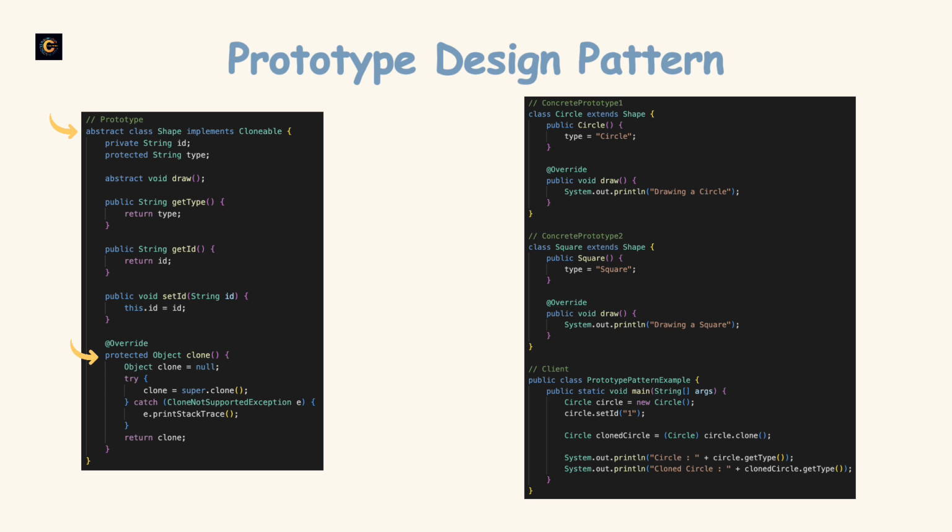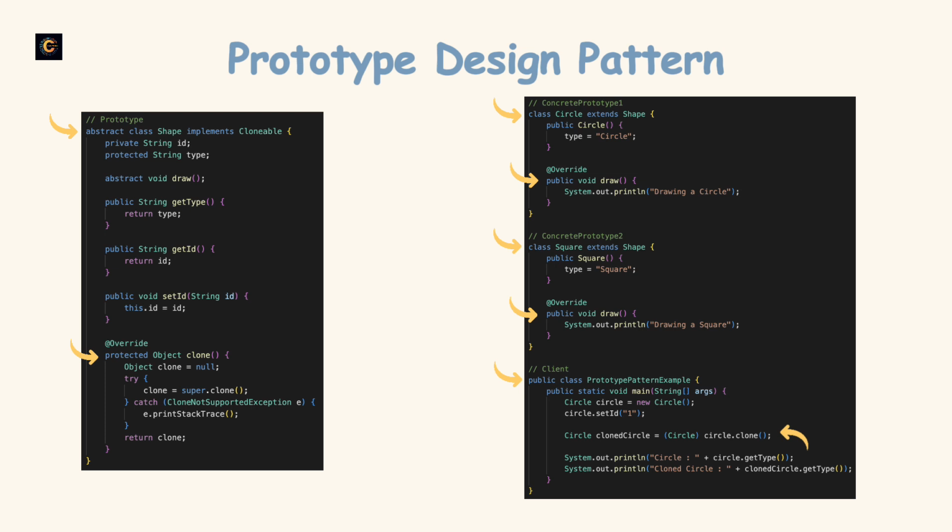We then have two concrete classes, circle and square, which extend shape. Each of these classes sets the type and implements the draw method. In the prototype pattern example class, we create an instance of a circle, set its ID and then clone it. When we run the code, we can see the type of the original circle and the cloned circle.